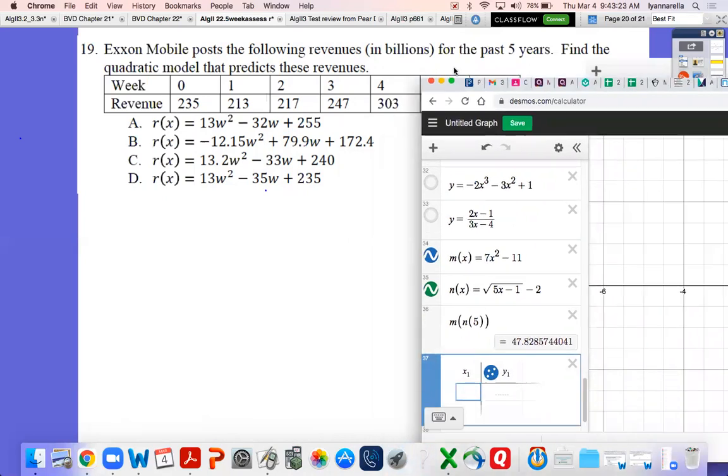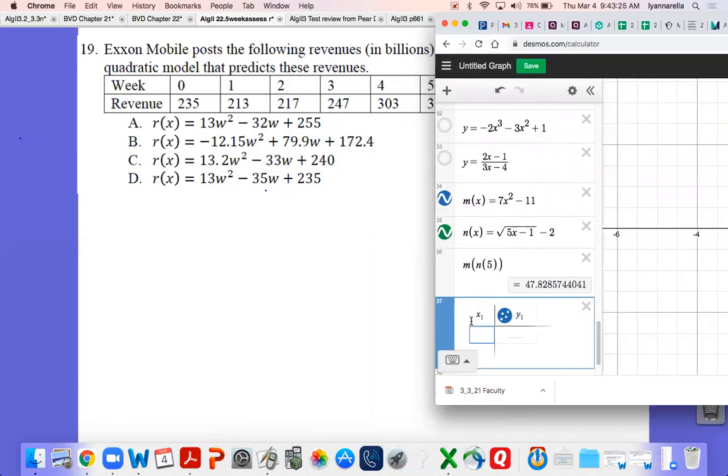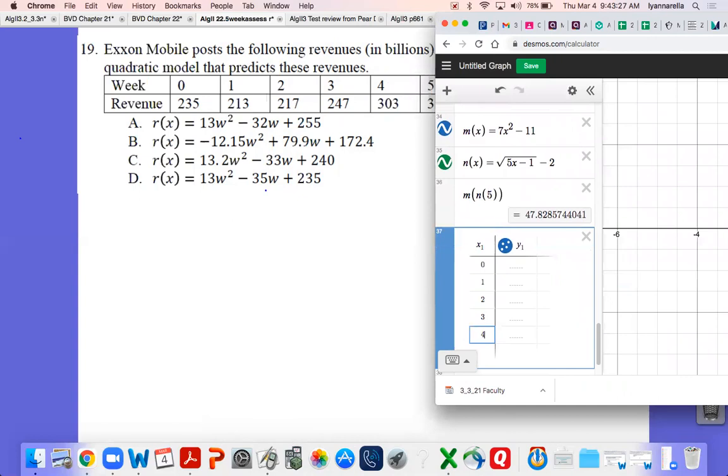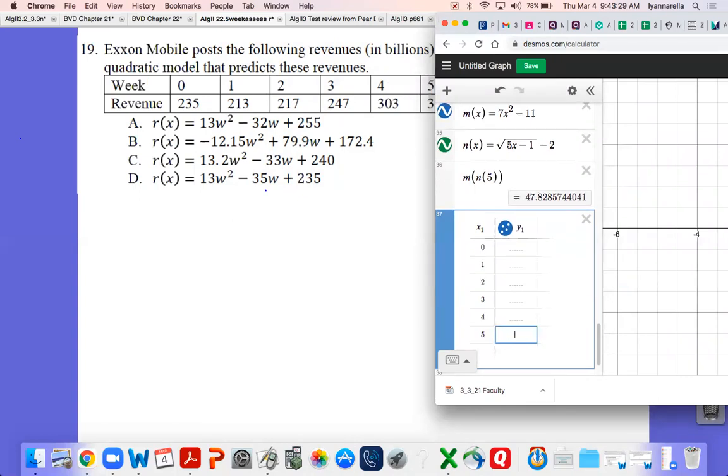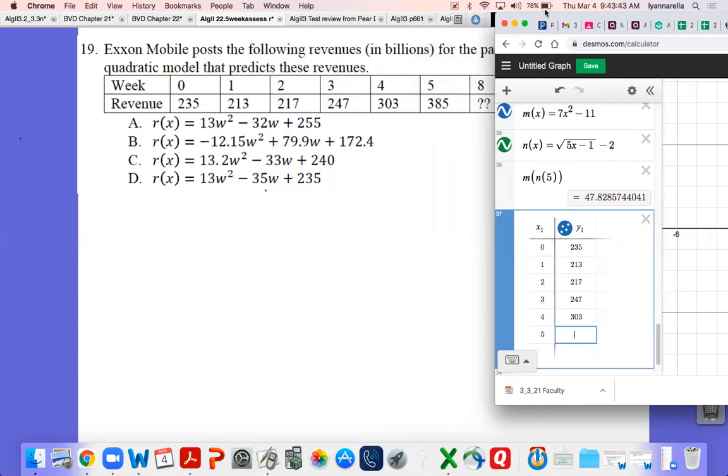So 0, 1, 2, 3, 4, 5. And then I'm going to put in the y values, 235, 213, oops, 213, 217, 247, 303, and that last one is 385.